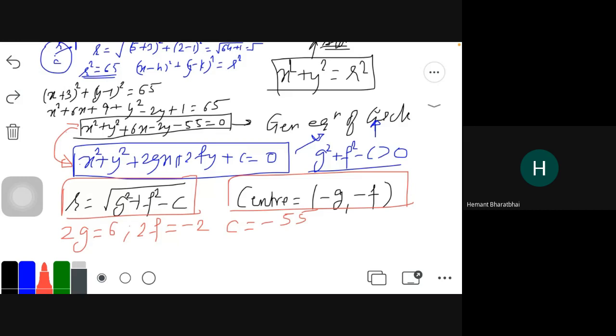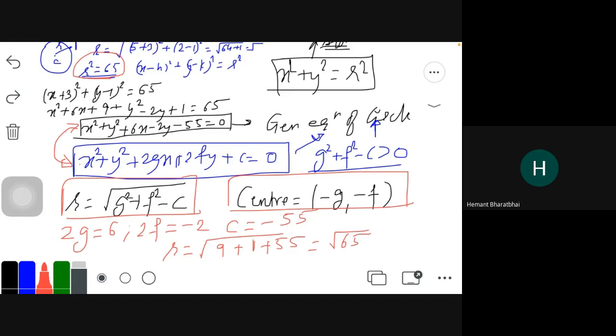So now I can get the value of radius as r is equal to under root of g square. So 2g is 6, so g is 3. So 3 square, that will be 9, plus f square. 2f is minus 2, so f will be minus 1. Minus 1 square will be 1. Minus c, so minus minus will become plus, so this will give me plus 55. So that is root 65 for r. So you can see here we had got that only, the value of r as root 65.